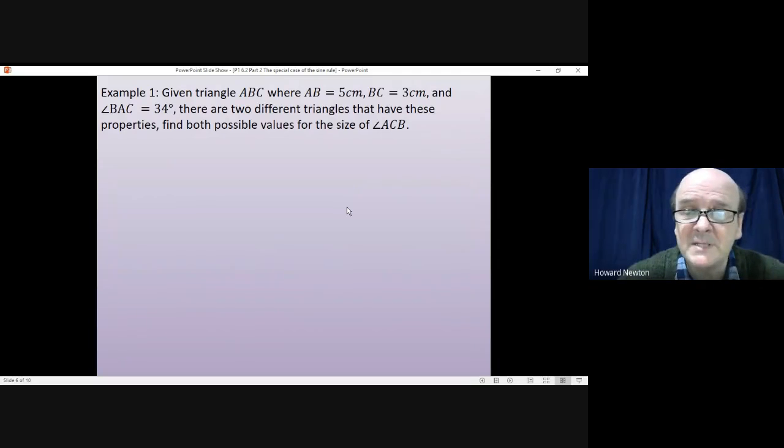Given triangle ABC with the conditions that we just gave, there are two different triangles that have these properties, as we just saw. Find both possible values for the size of angle C. So you use the sine rule as normal, use your calculator as normal, get the first answer, that's one possibility, then do 180 take away that, that's the second possibility. Pause the video, have a go, and come back to me when you're ready.